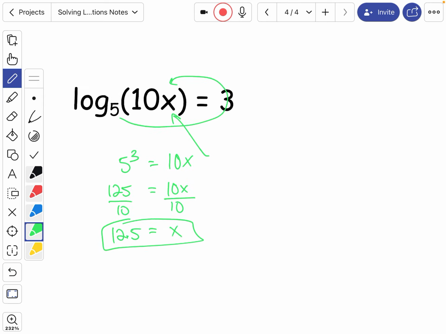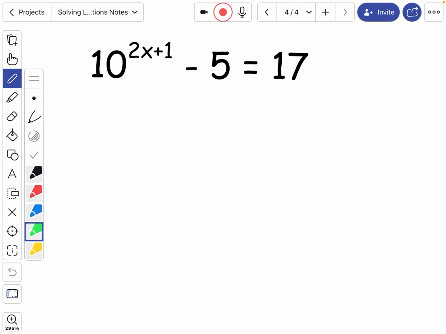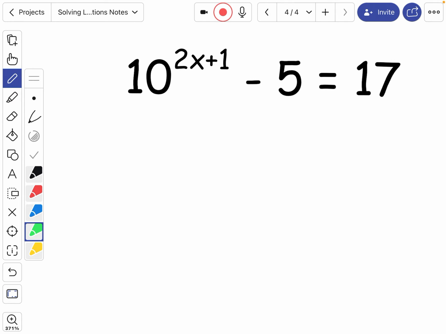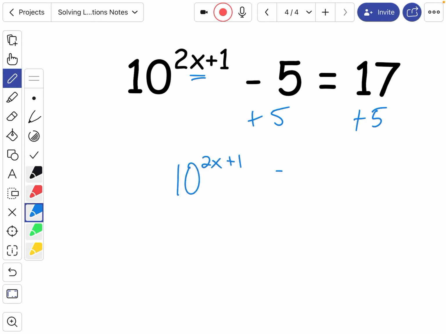All right, last one. This one we will need a calculator for eventually, but we're going to do a few things before we get to that calculator step. So I want to get x all by itself. But in order to do that, I've got to get rid of this minus 5 first. So I'm going to add 5. And I get 10 to the 2x plus 1 equals 12.